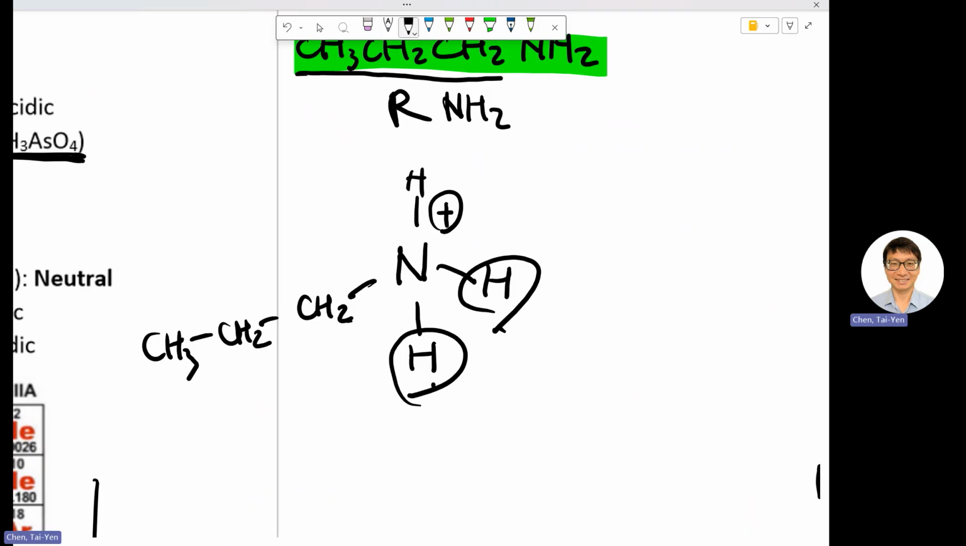Strong or weak? Weak. Remember, this is a very important concept. If you have a weak acid, its conjugate base will also be weak. If you have a weak base, its conjugate acid will also be weak. Everybody follow these things? Fine.